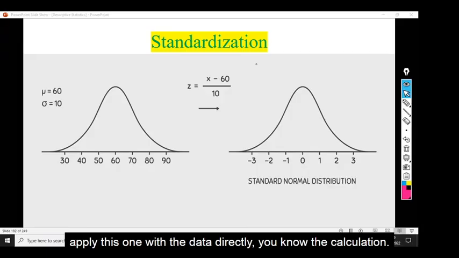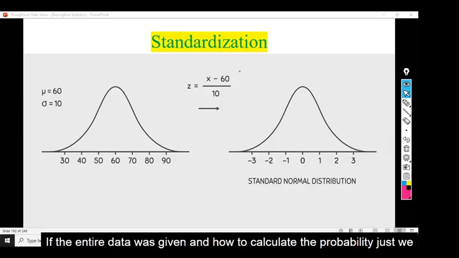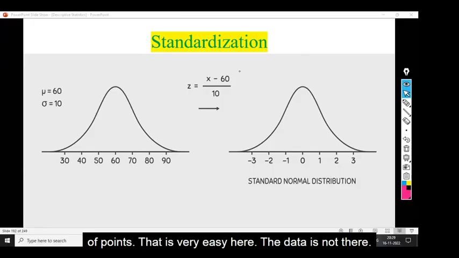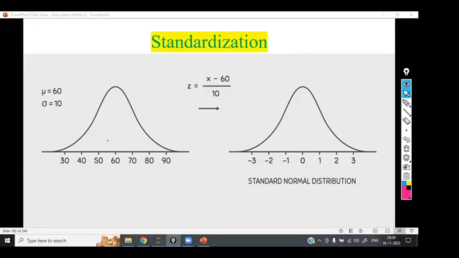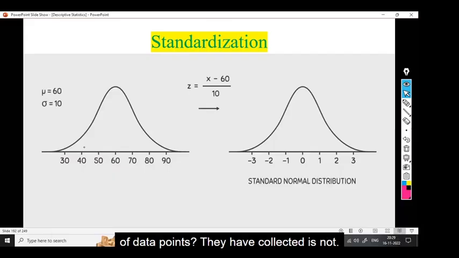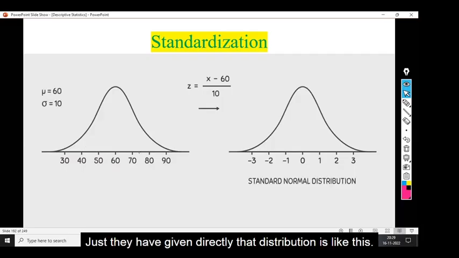With data, you directly know the calculation. With data, how to calculate the probability, you already know. No need to explain that one. If the entire data is given, we just see how many values satisfy the condition and divide by the total number of points. That is very easy. Here the data is not there. The height of each bar is not there. The total number of data points collected is not there. None of the data is there. They have just given directly that the distribution is like this.